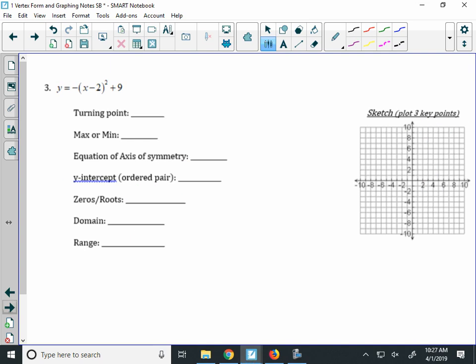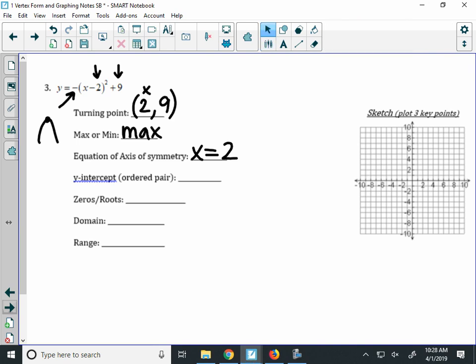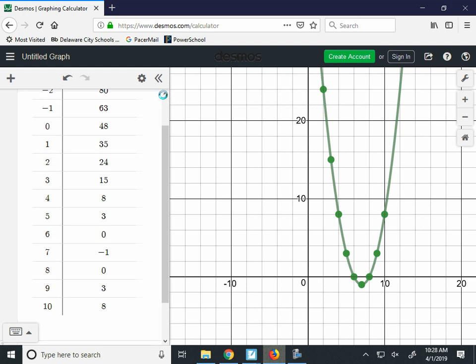All right, last one. Negative (x - 2) quantity squared plus 9. Well, my turning point, I take the opposite of what's inside the parentheses, which will be +2, the same as what's outside the parentheses. So I expect my turning point to be at (2, 9). Because there's a negative in front this time, my graph's going to open down, and that means that turning point is a maximum. We'll double check this in a second. And the equation of the axis of symmetry is always equal to the x value from the vertex. So let's graph this and double check those three things, and then find our other features.